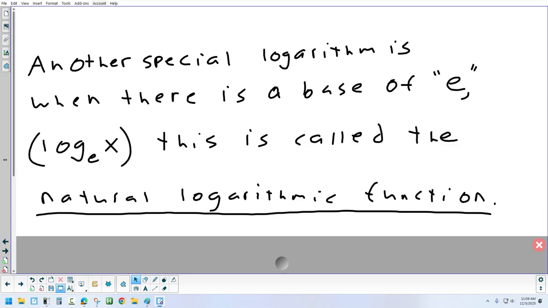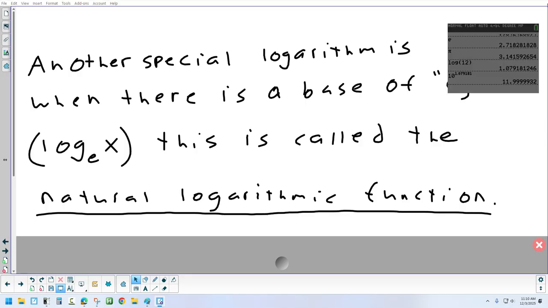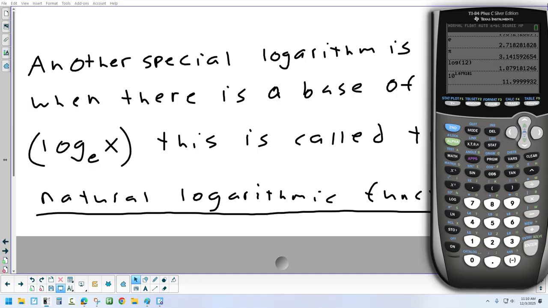And if you make that special number, that 2.7, and it keeps going, if you make that your base, that is called a natural logarithm function. It's also called a Naperian log. But I'll be using the word natural. Those are the only two logs that have special bases. Base 10 is called a common log. Base e is called a natural log. And those are the only two buttons the calculator has for logs.